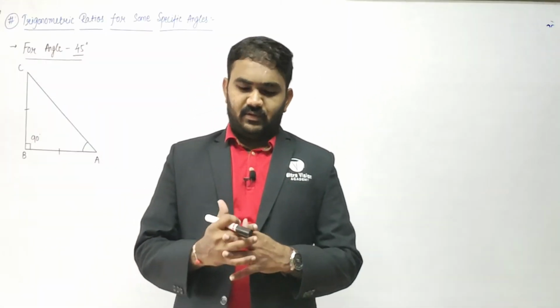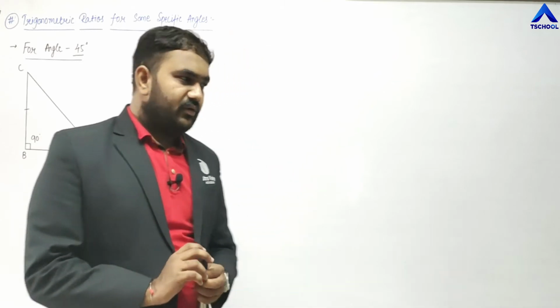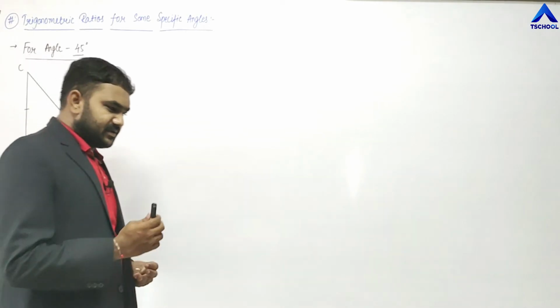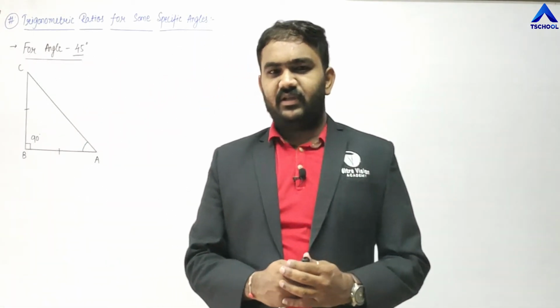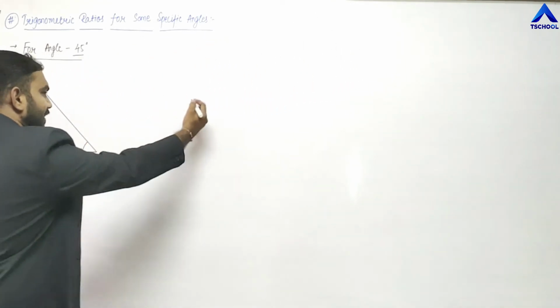Good morning friends. In the previous lecture we were solving exercise 8.1. Now in today's lecture, friends, we are going to start with the next topic, that is trigonometric ratios for some specific angles. How specific angles? In this topic we are going to start with some of the angles related to the right angle triangle.